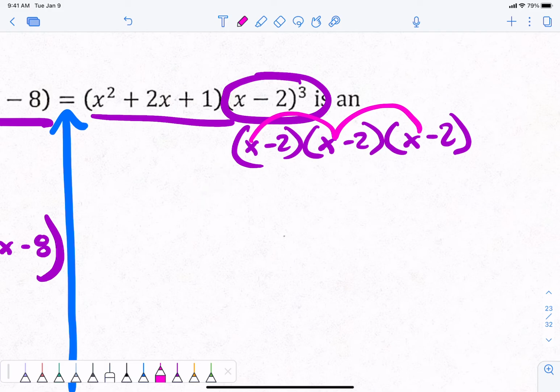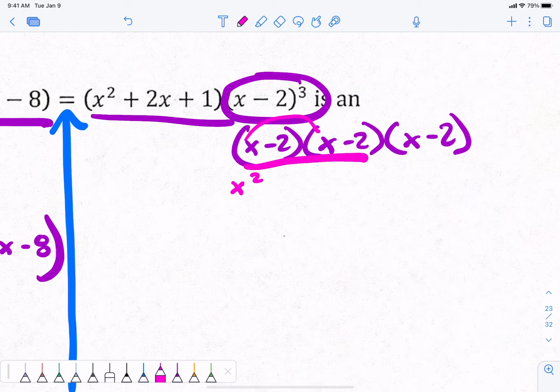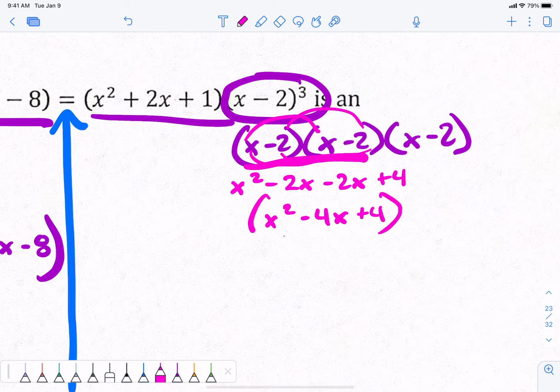So don't do that. So we just work with these two, and let's do x times x is x squared, minus 2x, minus another 2x, and then plus 4. That's this FOIL, right? Whatever, all that good stuff. Okay, so this is x squared minus 4x plus 4. Okay, now what do we do with that? Times it by x minus 2 again, because we're doing it 3 times, not just 2.